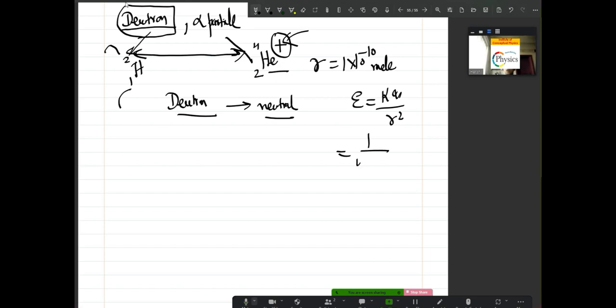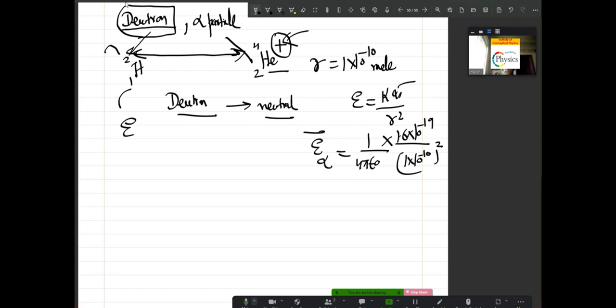The medium between them is air, so 1 by 4 pi epsilon naught into the charge, which is positive charge 1.6 into 10 raised to power minus 19. What is the distance between them? 1 into 10 raised to power minus 10, whole square. So this is my electric field due to the alpha particle.